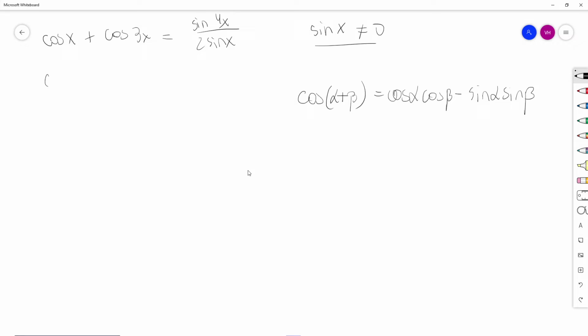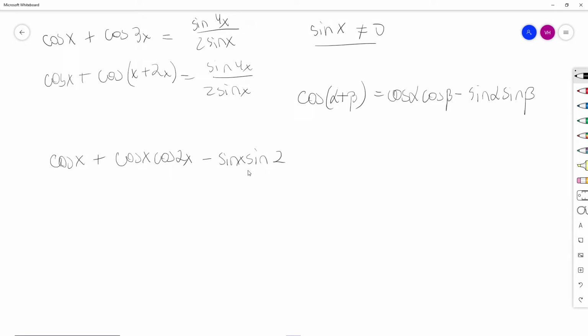Okay, so with that in mind, we can see the 3x and we can split it up as x plus 2x, and obviously we keep the right side the same for now, although we are going to change it a bit later. Okay, so let's open it up. I'm not going to rewrite the right hand side because it's not quite useful for now. So cos x cos 2x minus sine x sine 2x.